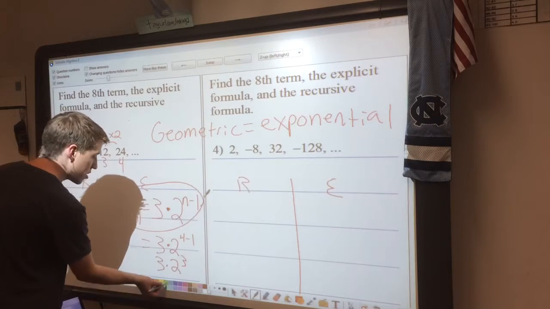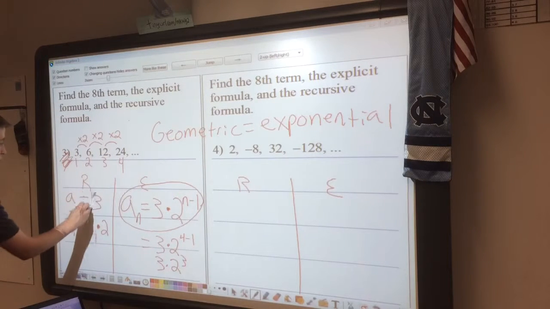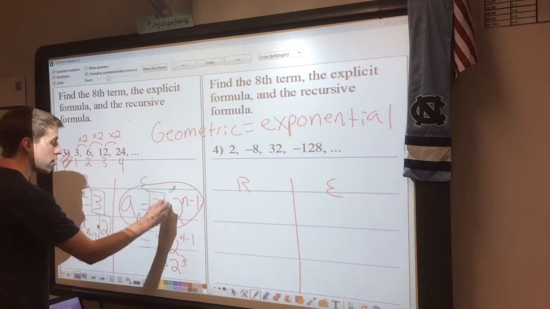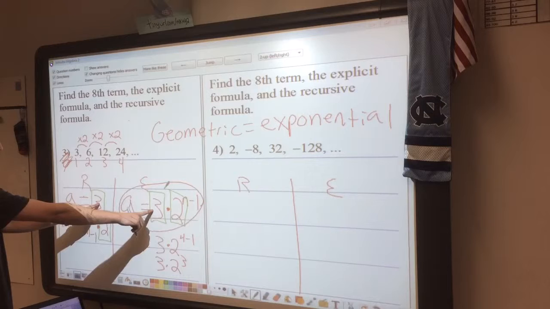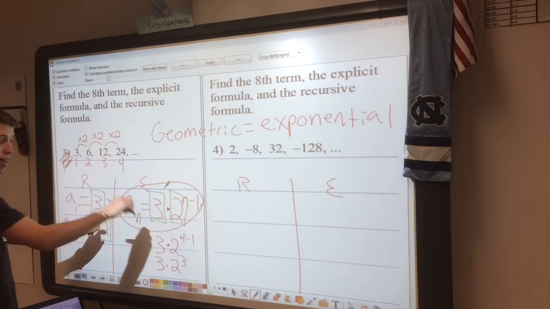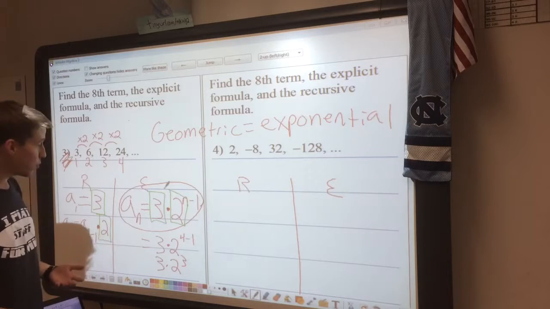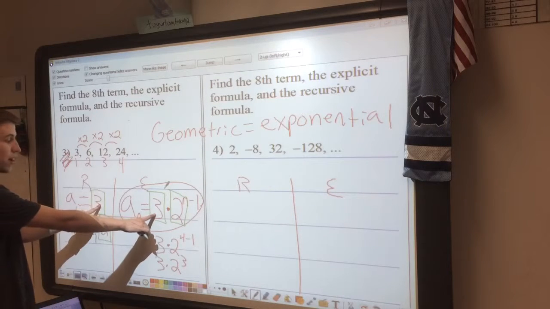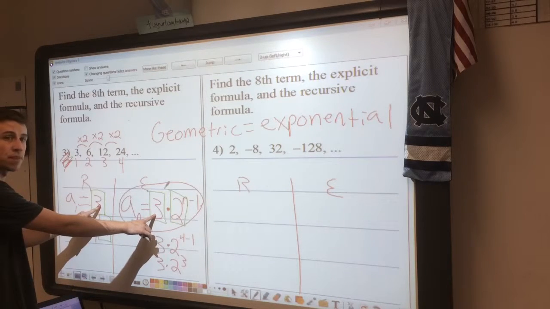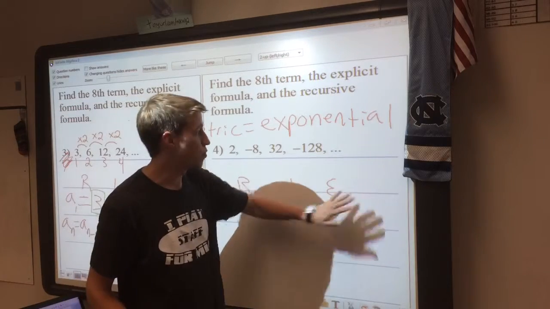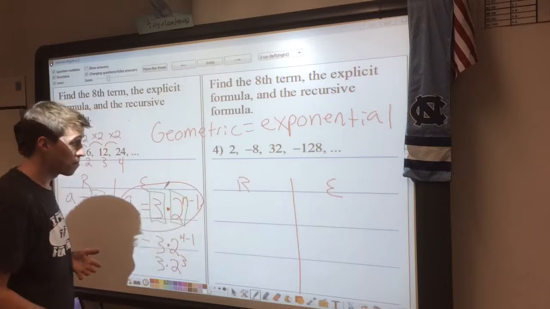Now I want you to notice here that we use the same numbers with a geometric sequence. The same starting value, the same multiplier, it's just structured differently. Where with arithmetic sequences, the starting value was not the same. Pause the video, see if you can write the recursive and explicit formula for the problem over here.